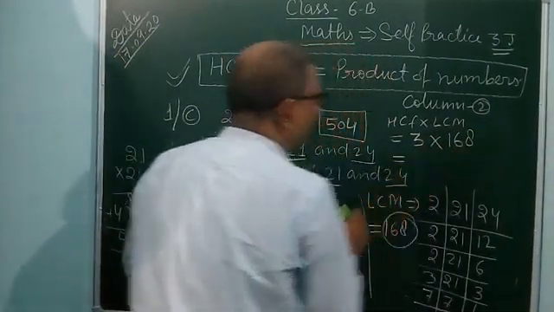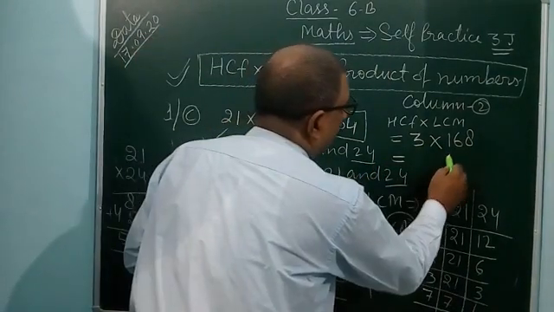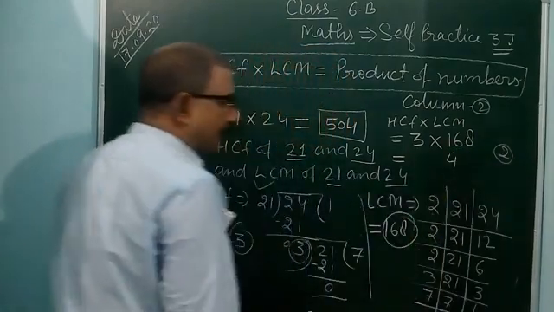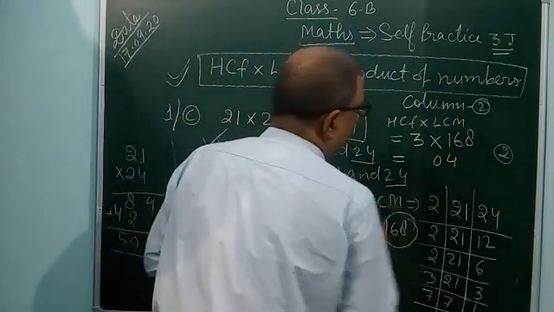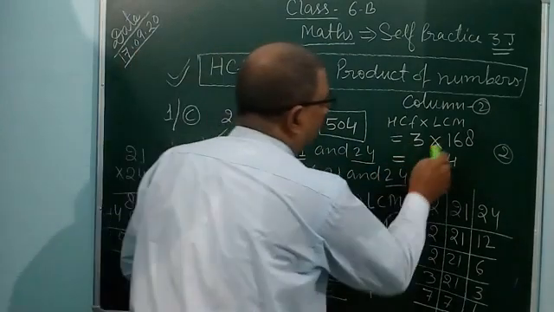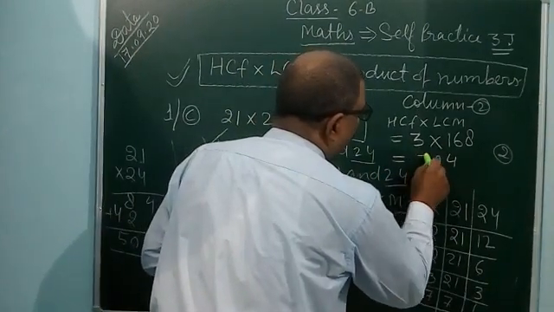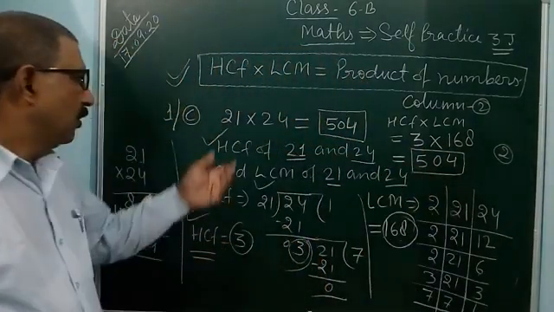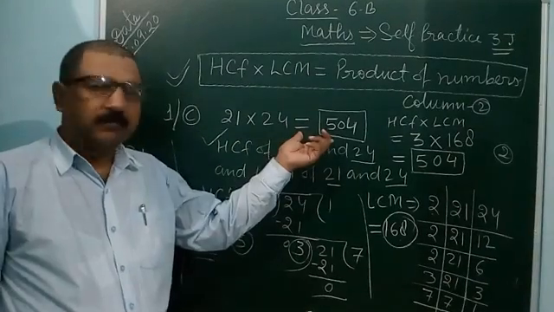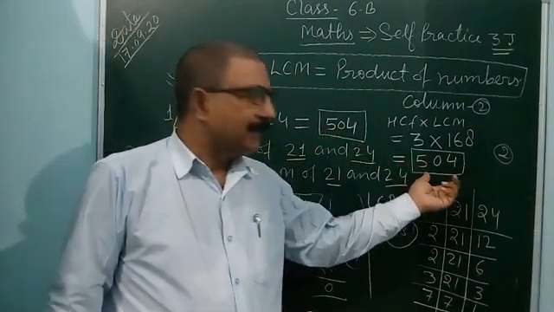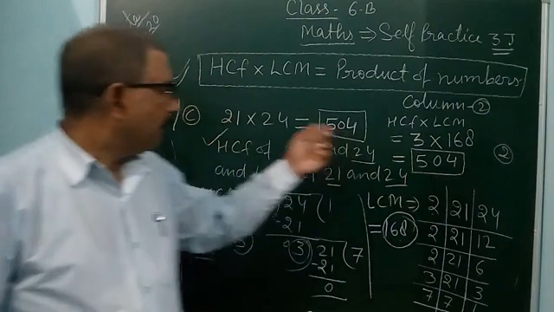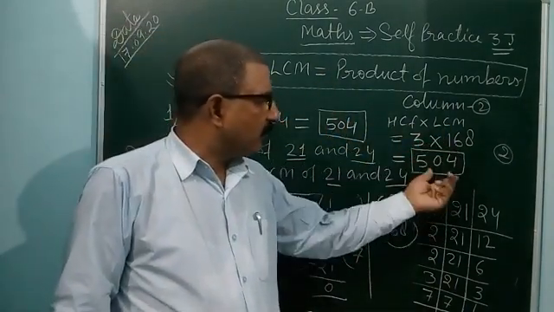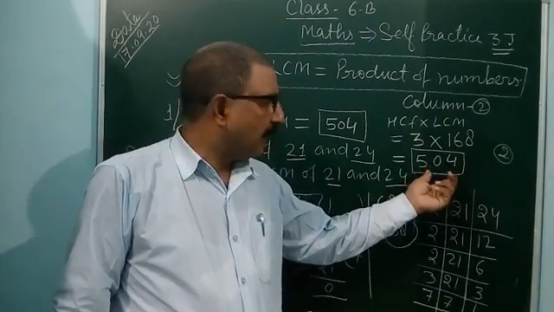You can multiply 3 times 168. 3 8s are 24, 4 here, 2 carry, 3 6s are 18, 18 and 2 is 20, 0, 2 carry, 3 1s are 3 and 2, 5, 504. It is a fact, the product of numbers must be the product of SCF and LCM. If the product of the numbers is 504, the product of SCF and LCM also must be 504.